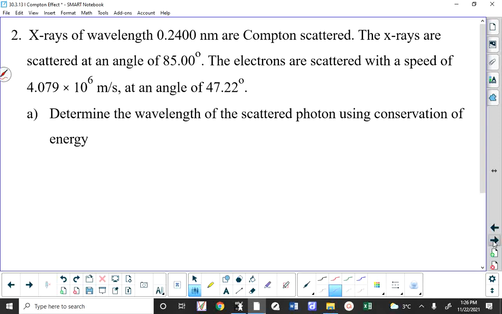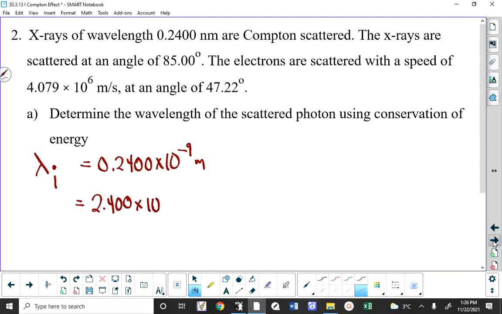X-rays of a wavelength of 0.24 nanometers are Compton scattered. That means, everybody, that before they strike the electrons, they have a wavelength of 0.24 times 10 to the negative 9. Nano is 10 to the negative 9. If you put that into standard scientific notation, that's 2.400 times 10 to the negative 10. Which kind of makes sense. X-rays are 10 to the negative 10.